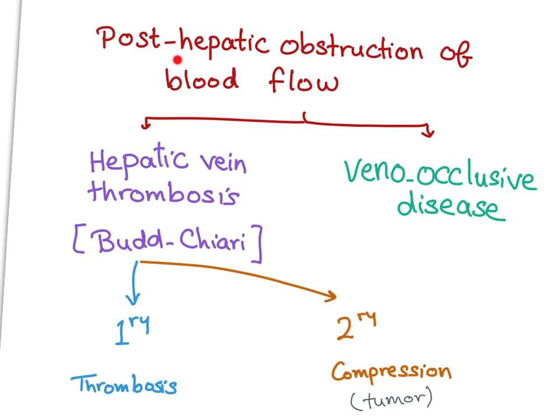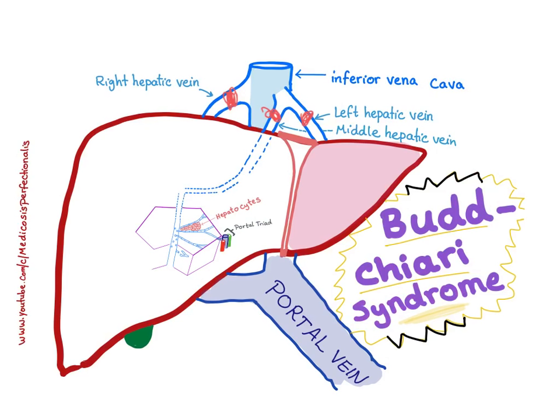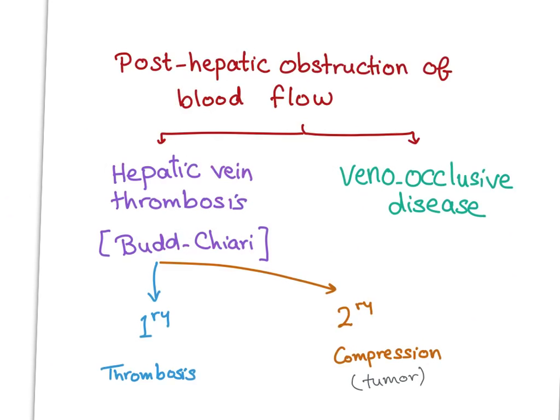So here we have the post-hepatic, which means after the liver, obstruction of the blood flow. So here is called post-hepatic, and here is pre-hepatic, and here is intra-hepatic. So post-hepatic, after the liver, is here. They will have two subtypes. Hepatic vein thrombosis, Budd-Chiari syndrome, which we are talking about now, and another entity called veno-occlusive disease, which is a topic for another video.